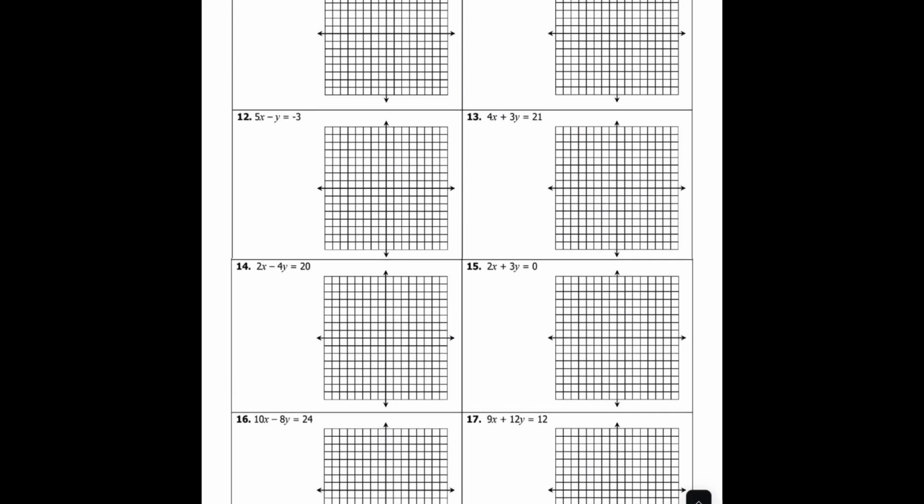All right, we are going to continue with our graphing of lines. These next 8 problems are not put into slope-intercept form. The first 2 are in point-slope form. The next 6 are in standard form. It is possible to graph some of these lines without putting them into slope-intercept form.